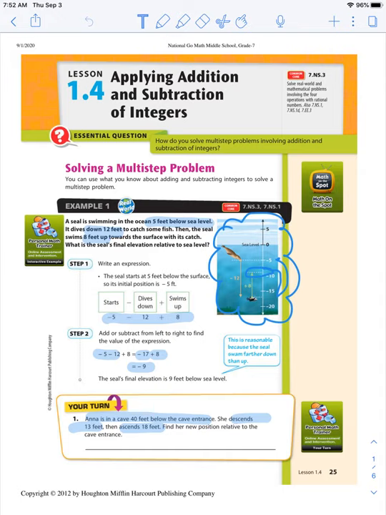So we're going to start by writing an expression. She starts 40 feet below, or at -40 feet. She descends 13, or goes down 13, and then ascends, or goes back up 18. And then we're going to solve this left to right. So the first two, -40 minus 13, is going to be -53. And then we add 18, and -53 plus 18 is going to be -35.